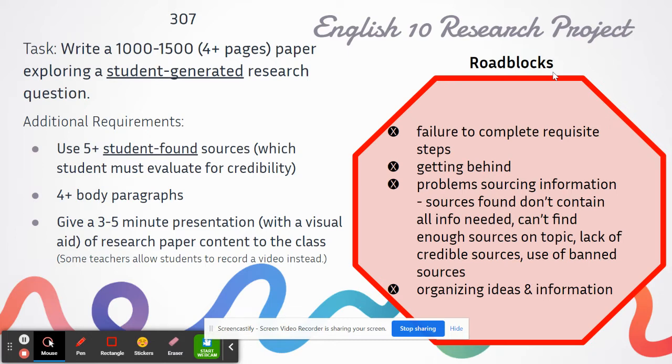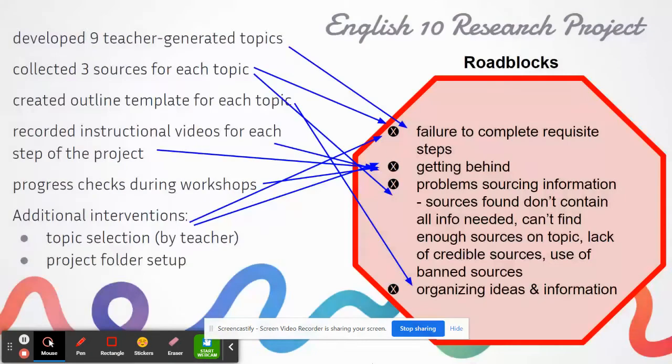So when I set out to modify this project for my English 10 classes, I had to come up with solutions to circumvent each of these roadblocks. So, what I did was I developed 9 teacher generated topics, which allowed me to prevent failure to complete requisite steps from being a problem, because I can provide things to get students caught up to the steps that we're on.